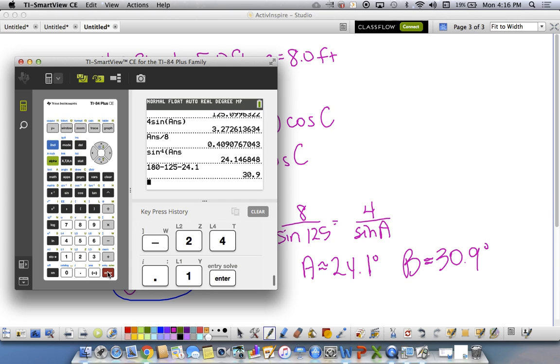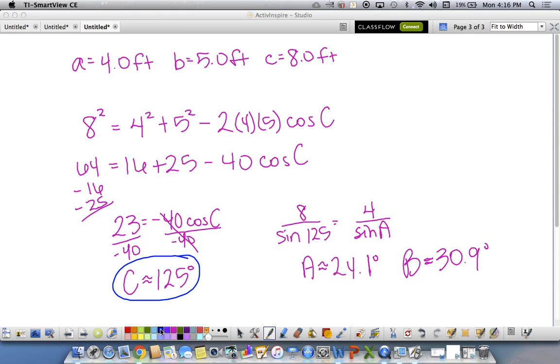So I've rounded some places. Okay? Law of cosine first. Law of sine second. Subtract third. You're done. All right. Now let's go back to our 2 equations for area.